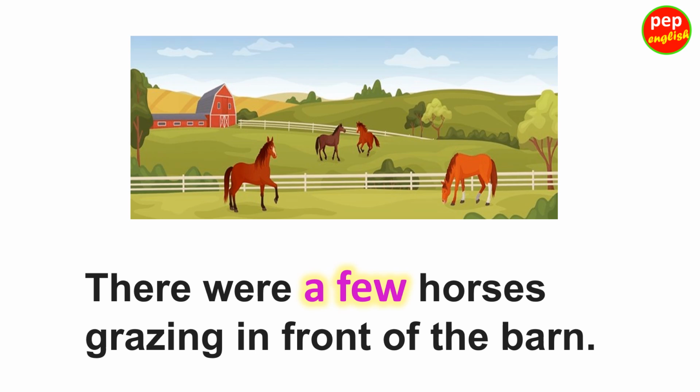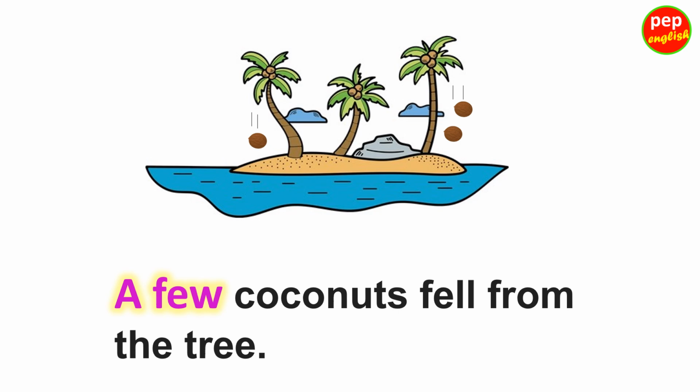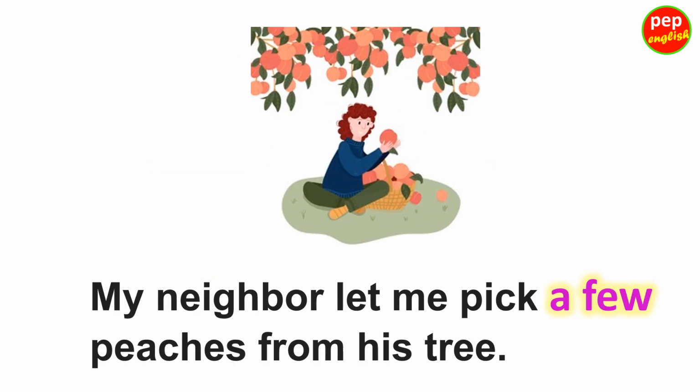There were a few horses grazing in front of the barn. A few coconuts fell from the tree. My neighbor let me pick a few peaches from his tree.